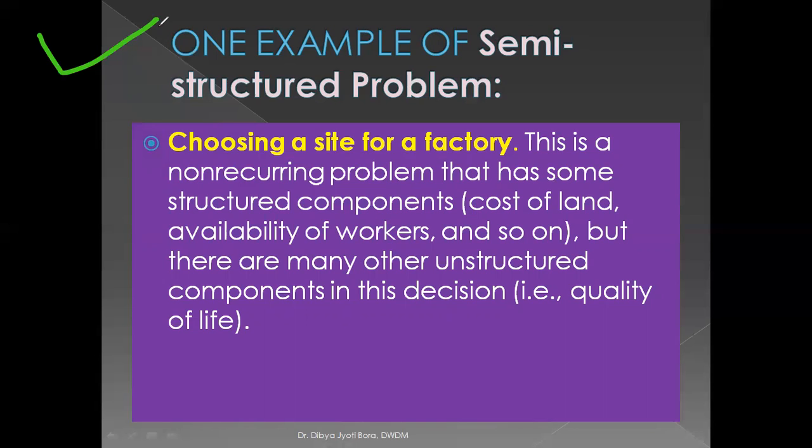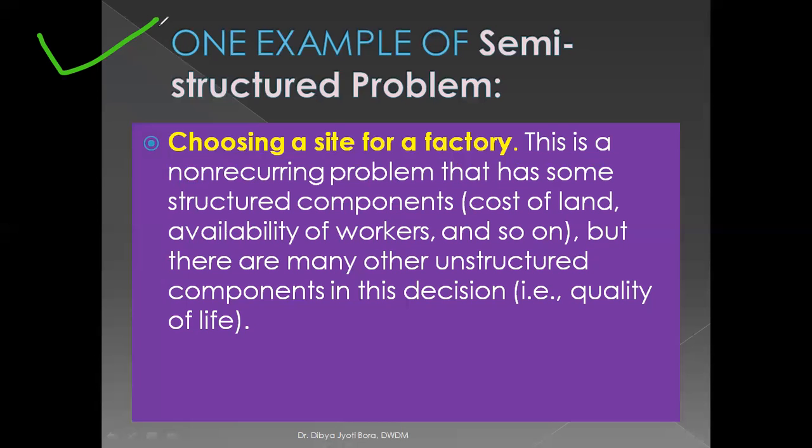Why? Because to choose these things, it involves some non-recurring problems, like cost of the land, like availability of workers. These are some non-recurring problems. But what will be the quality of life? Remember, this example I already cited in some of my previous lectures. But what will be the quality of life is not decidable at that moment. That will be decided only when the factory is set up, the area becomes an industrial area, and what will be the impact of that on human life, that will be decided then.